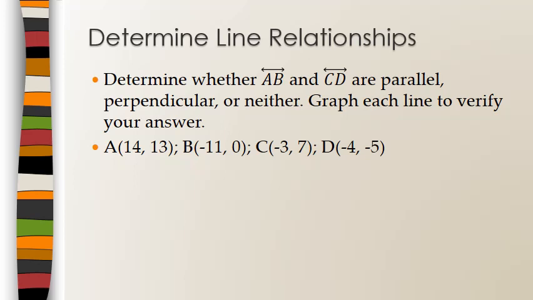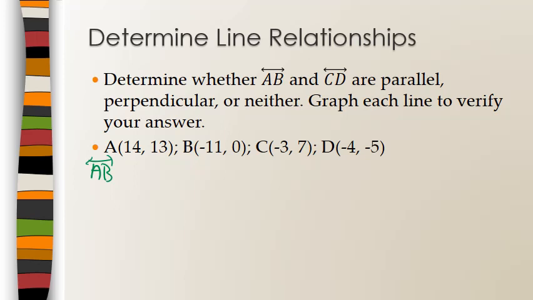So let's see what we got here. We'll start with this first one. The A coordinate is at 14, 13, so x is 14, y is 13, and the B coordinate is -11, 0, so x is -11, y is 0. Let's first find the slope of line AB.